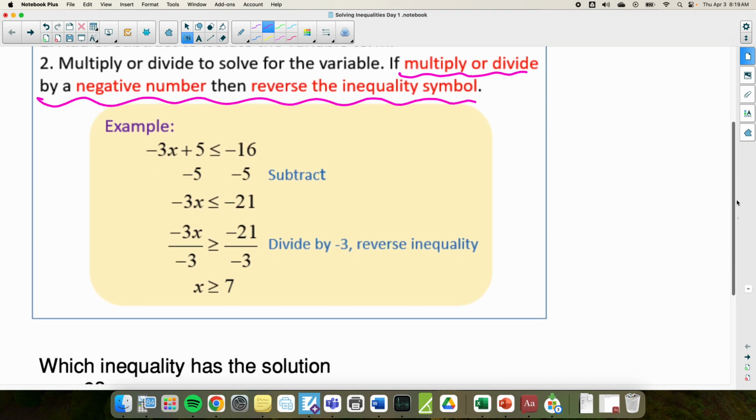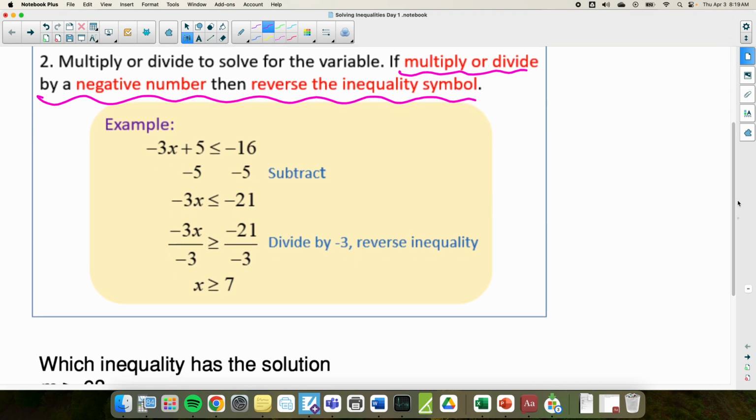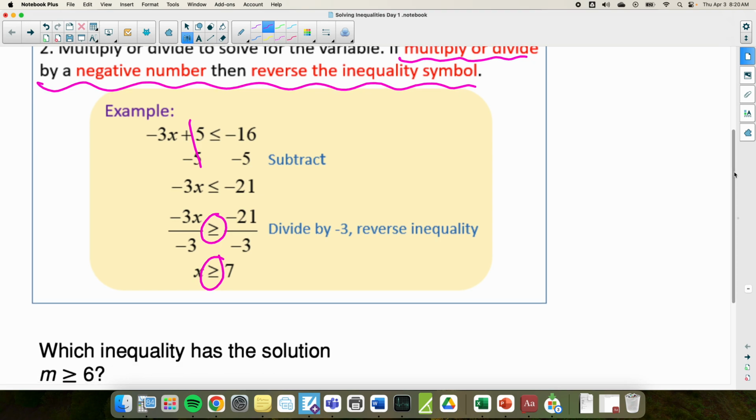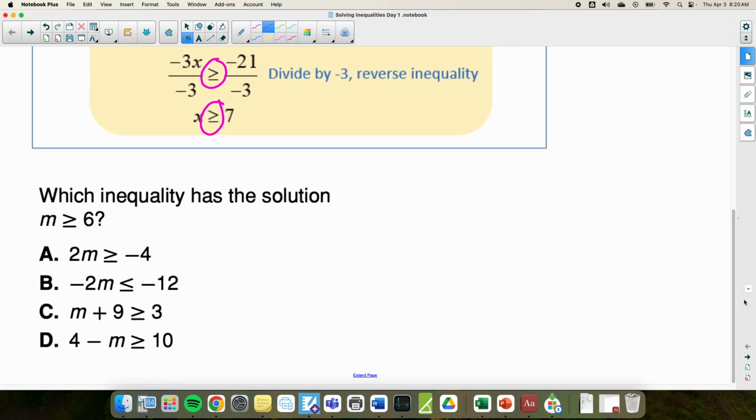So if you look at this example right here, they had +5, so they subtracted 5, and then they got -3x is less than or equal to -21, and then they divided by a negative, so they switched the sign, okay? That's the big thing that you're going to have to look at today.